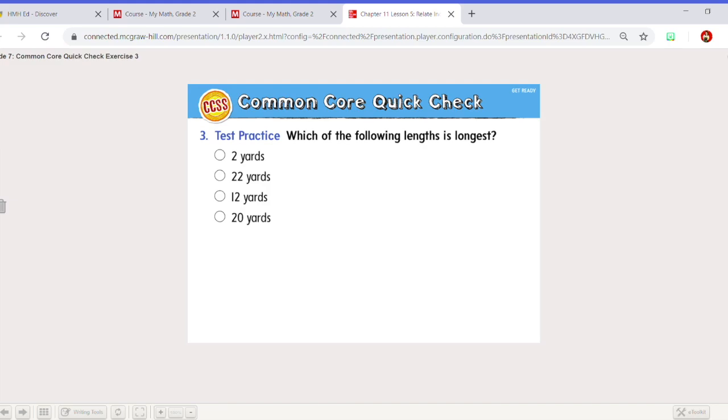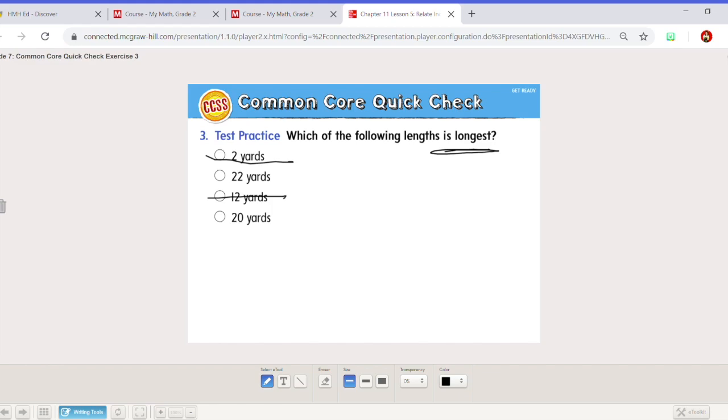Which of the following lengths is the longest? So we want to know longest. First thing that we need to check is what they're measuring with. It looks like all of them are yards, so that's good. If it said inches or feet, we would have to make them all the same to be able to measure. The longest length is going to be the largest number. So we have 2, 22, 12, and 20. Well, 2 is pretty small. 22 is pretty big, but I'll keep it just in case. Oh, 22 is for sure bigger than 20, so our answer is 22 yards is the longest of those lengths.